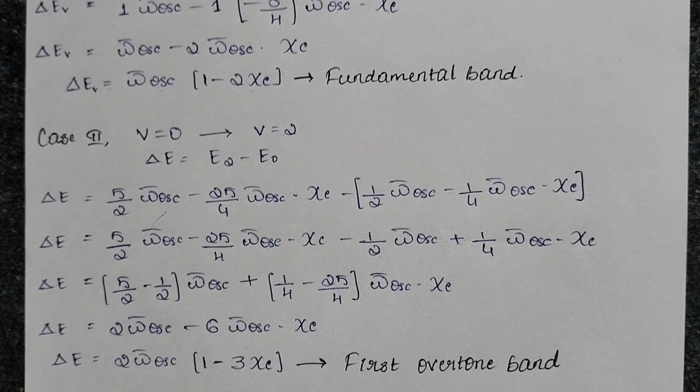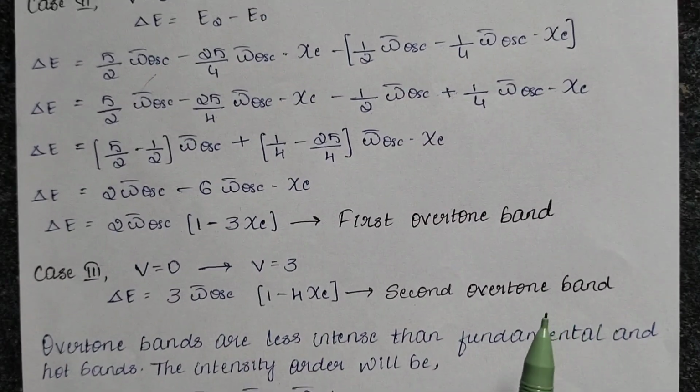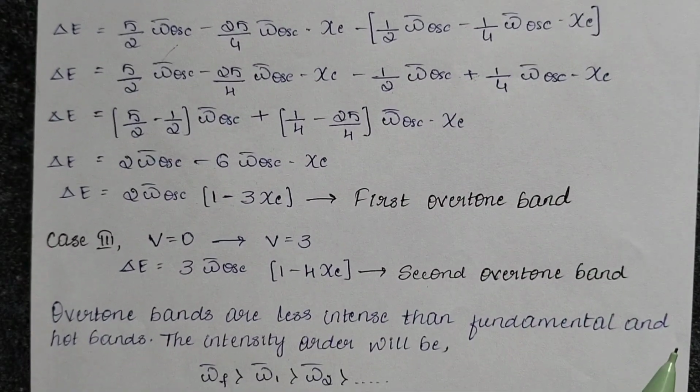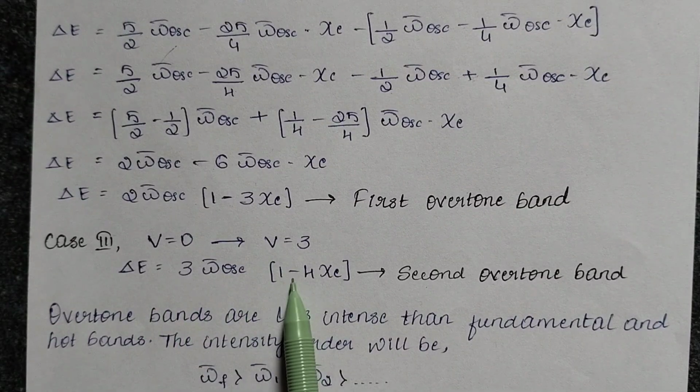And similarly, now if we consider case 3, that is for the transition which takes place from V is equal to 0 to V is equal to 3. On substituting and evaluating in the similar way that we have done in case 1 and 2, we'll get the value for delta E as 3 omega dash oscillation into 1 minus 4 Xe.